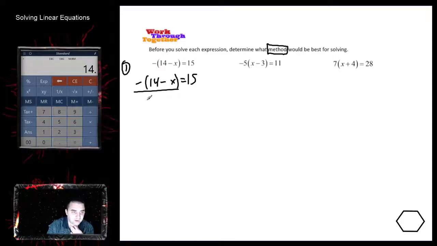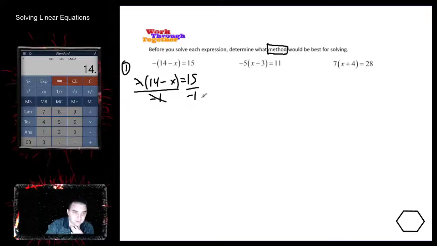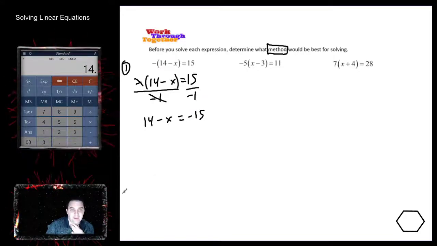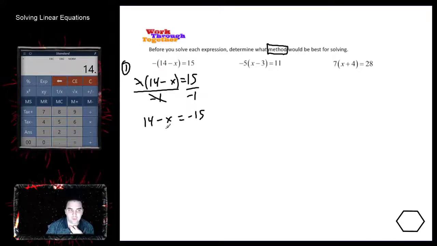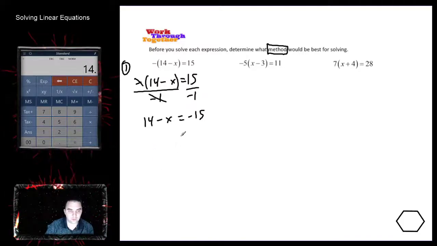I'm going to divide by negative 1 on both sides. So this will cancel out, this will cancel out, and all I'm left with is 14 minus x is equal to minus 15. Now, at this point, I'm realizing that doing method 1 was actually the wrong choice. The reason it's the wrong choice is I thought I was going to be reducing the amount of work that I was doing, but in doing so, I have a minus x, which means when I get to the end, I have to divide by negative 1 again to make it a positive x. We're just going to go through it anyway, so we can kind of see how that works.